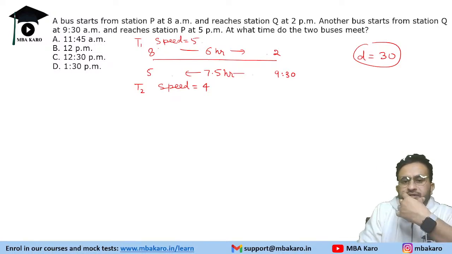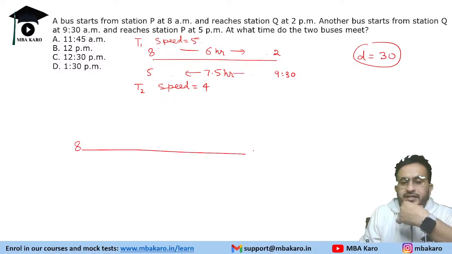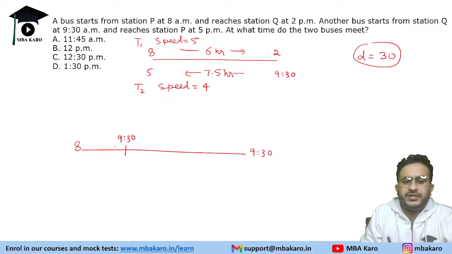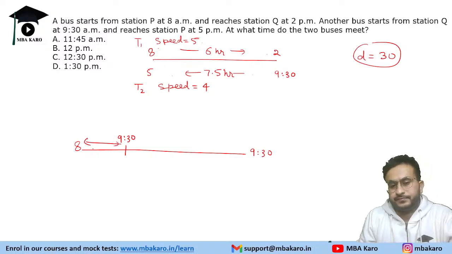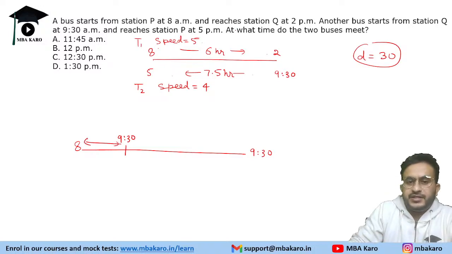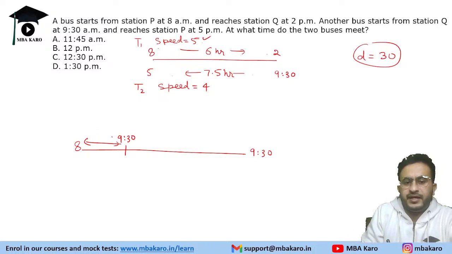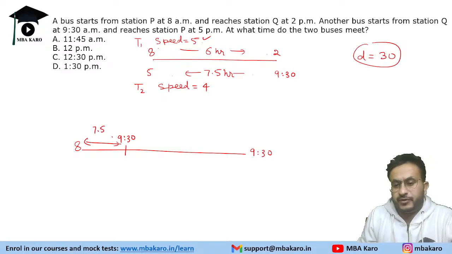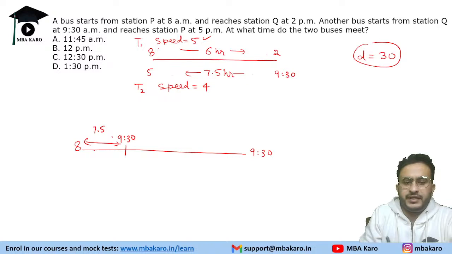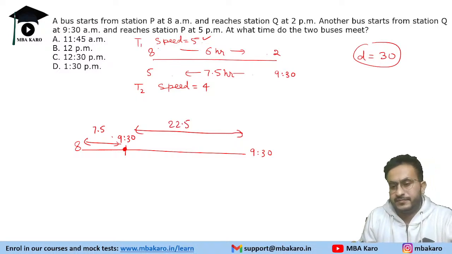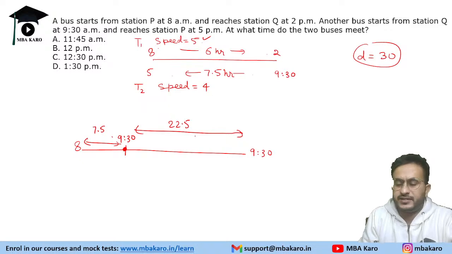Okay, so now the next thing to do is this train is starting at 8 and this train is starting at 9:30. At 9:30, how much distance will this train cover? This train is moving at the speed of 5, so in 1.5 hours, it will cover a distance of 7.5. Now the remaining distance between these two trains is 22.5.